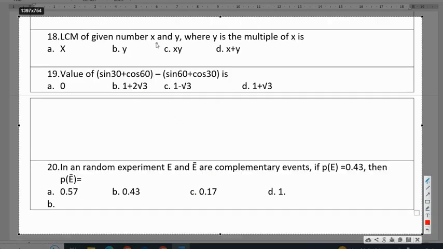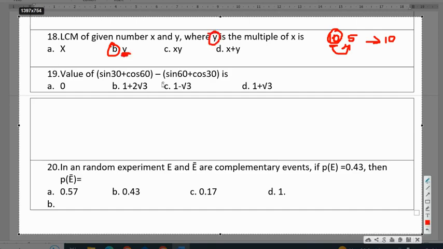18th question, LCM of given numbers x and y, where y is a multiple of x, is. Correct option is y. The reason: LCM of 10 and 5 is 10 only. So 10 is a multiple of 5. So LCM will always be the bigger number. Here y is a multiple of x. So obviously y will be the LCM.